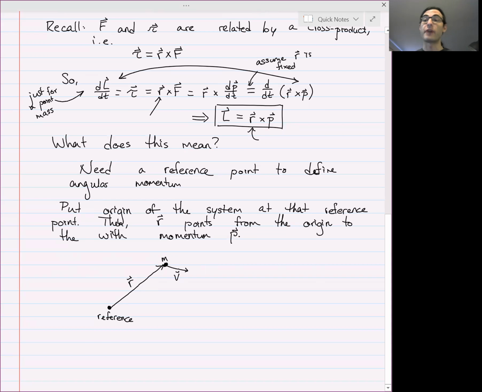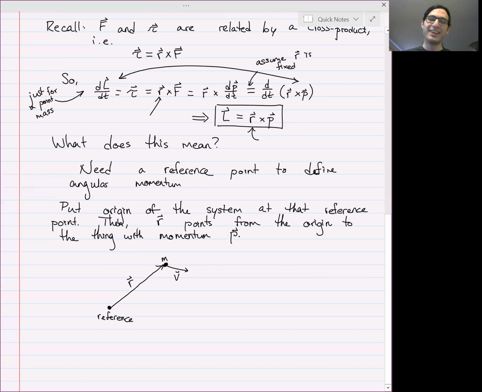So in this case, the angular momentum vector points to the thing with momentum p. Sorry, I left out the word. So the point is, because we're dealing with a point mass, to the thing with. There we go.